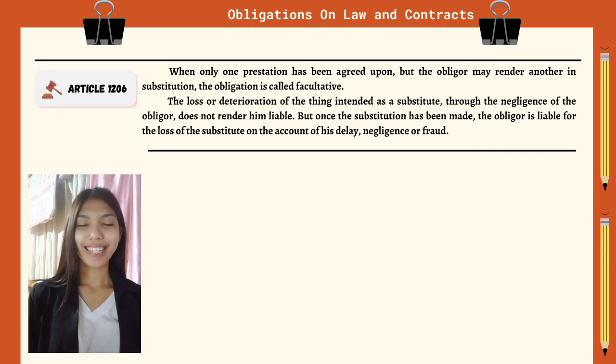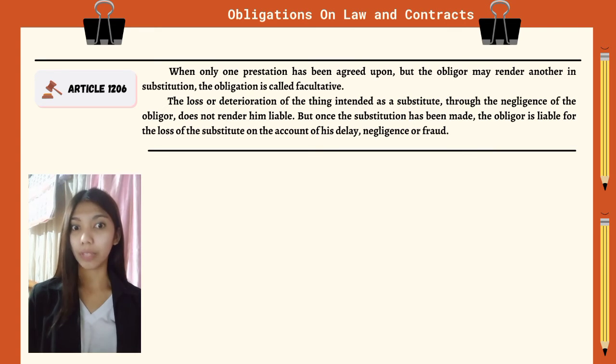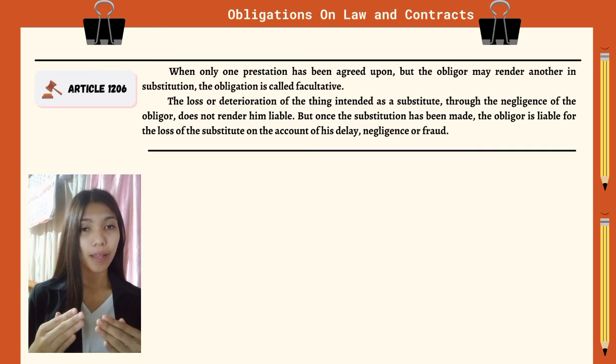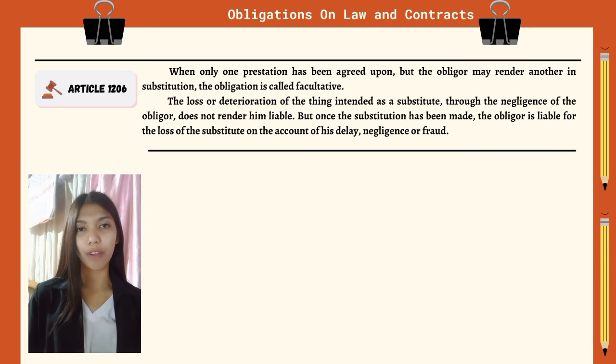Article 1206 provides that when only one prestation has been agreed upon, but the obliger may render another in substitution, the obligation is called facultative. The loss or the deterioration of a thing intended as a substitute through the negligence of the obliger does not render him liable. But once the substitution has been made, the obliger is liable for the loss of the substitute on the account of his delay, negligence, or fraud.